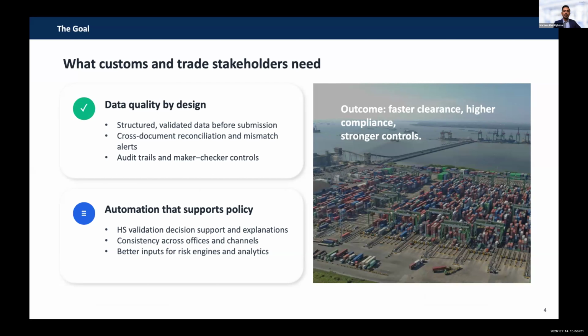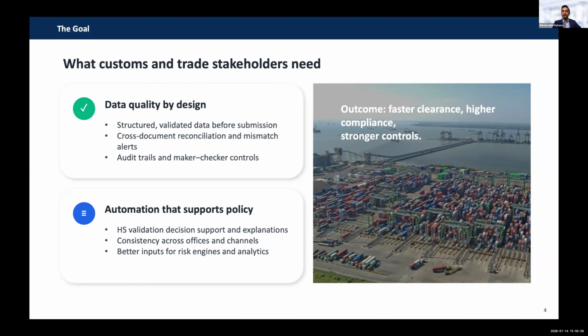So what the OCR and the AI will assist customs administrations in is providing data quality by nature, in structured and validated data before the submission, and of course the cross-document reconciliation and discrepancy alerts, and providing an audit trail as well, and the maker and checker controls. This automation will support the policy in terms of regulations, frameworks, procedures, HS validation, and also the consistency across the different offices and even channels for better input.